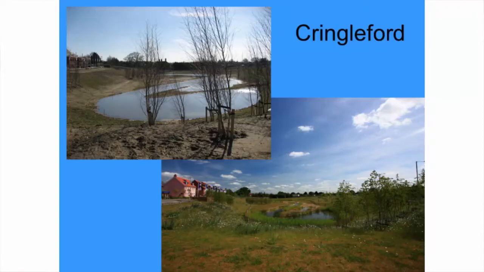And it's a really nice example of how you can introduce biodiversity into what's otherwise a very heavily industrialised area. This example is a site called Cringleford in Norwich. And this SuDS scheme was very much led by issues to do with flood management. So this was designed to manage a 1-in-100-year flood event.